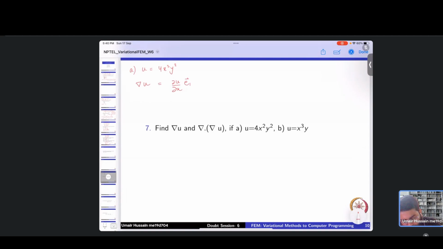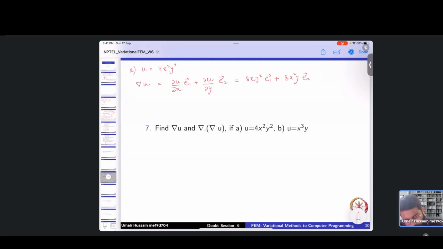e1 plus dou u by dou y e2. Since we don't have any z component, we can skip that component. So dou u by dou x is 8x y square times e1 plus dou u by dou y is 8x square y.